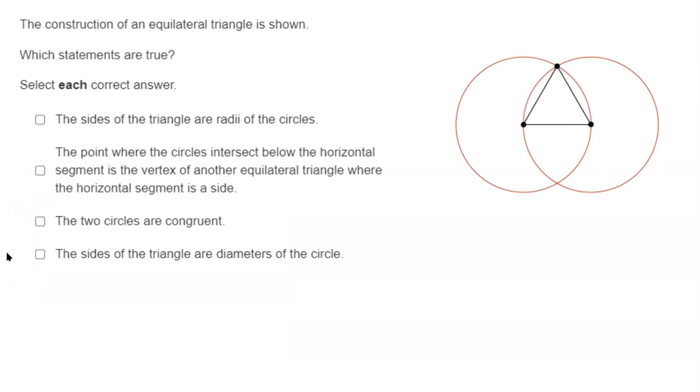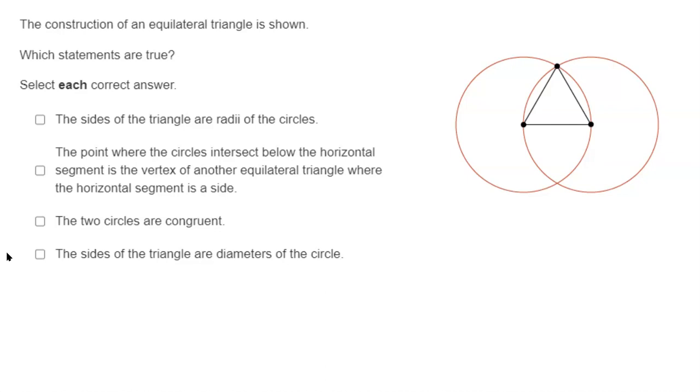Next question. The construction of an equilateral triangle is shown. Which statements are true? Select each correct answer. Here's some of your choices. The sides of the triangle are radii of the circles.